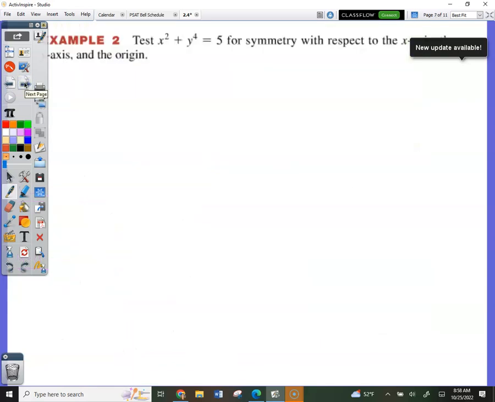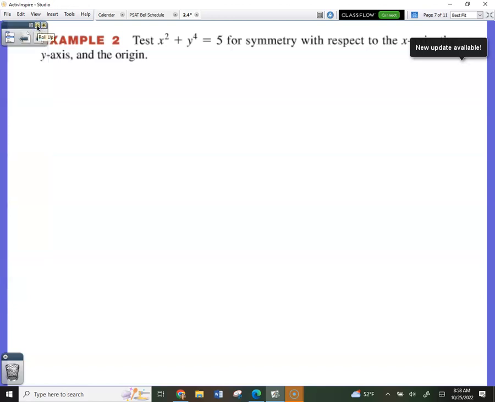All right, go to this one. This is a practice problem. You do it. You're testing x squared plus y to the 4th equals 5. You're testing it for all three.